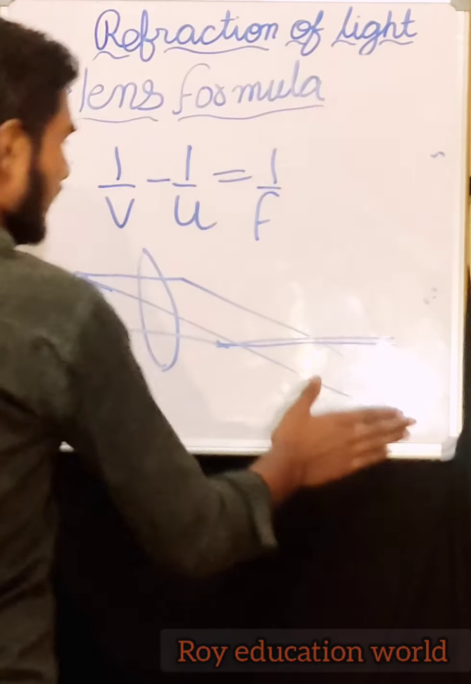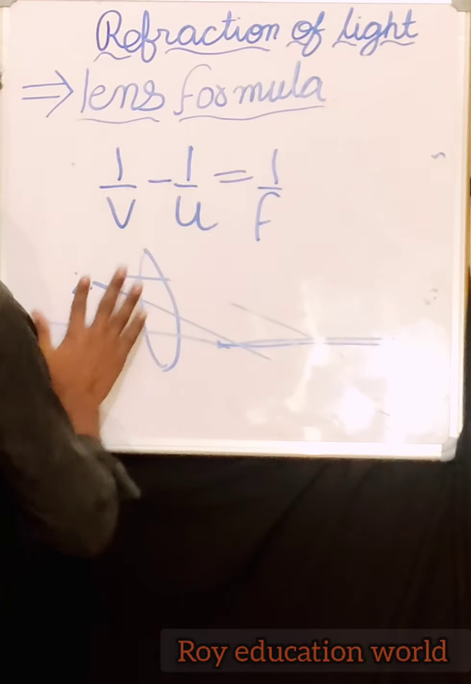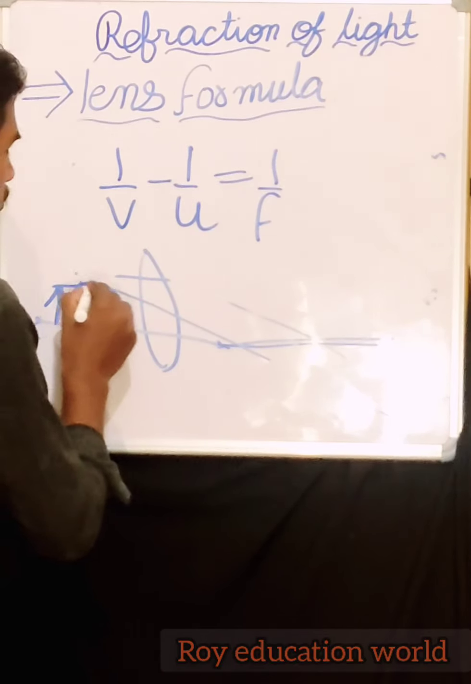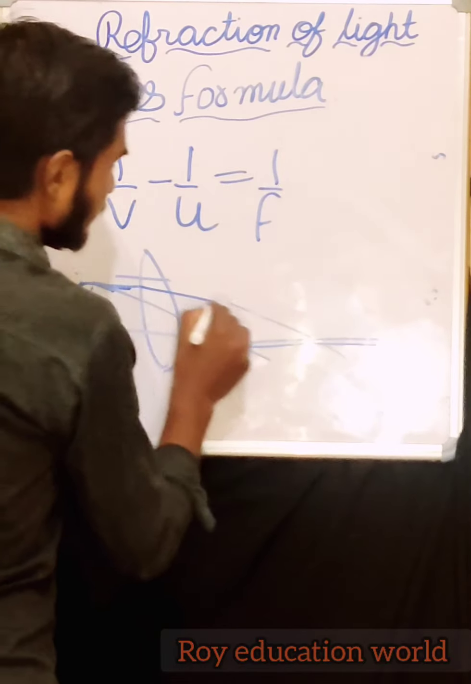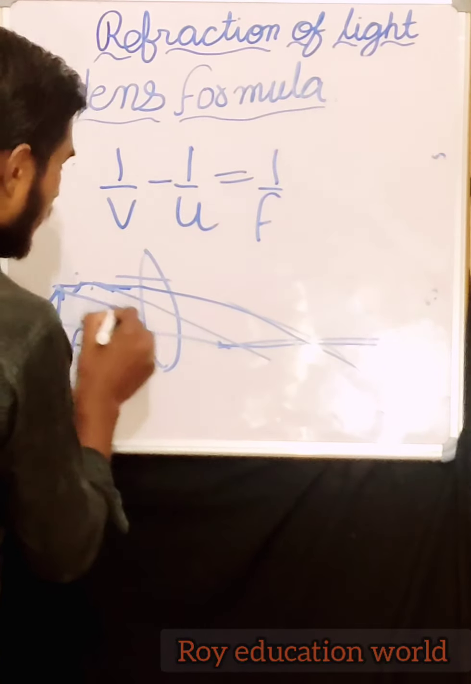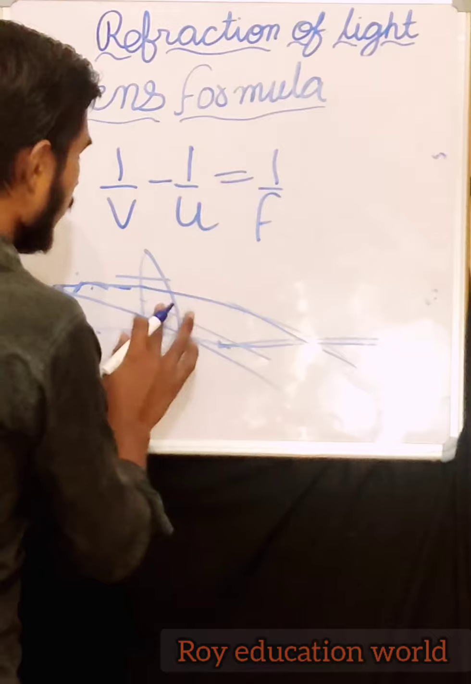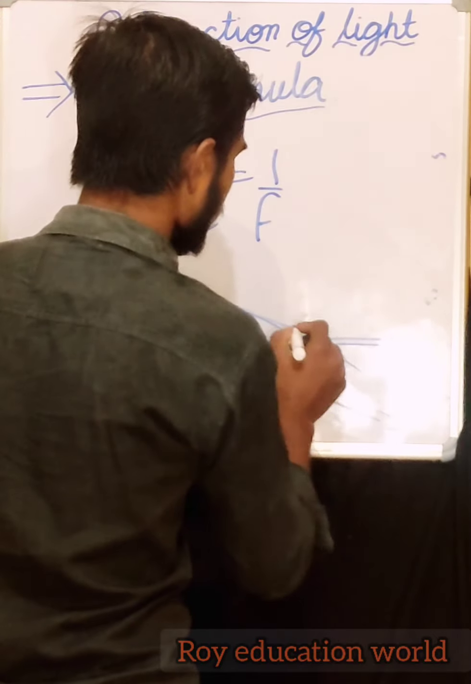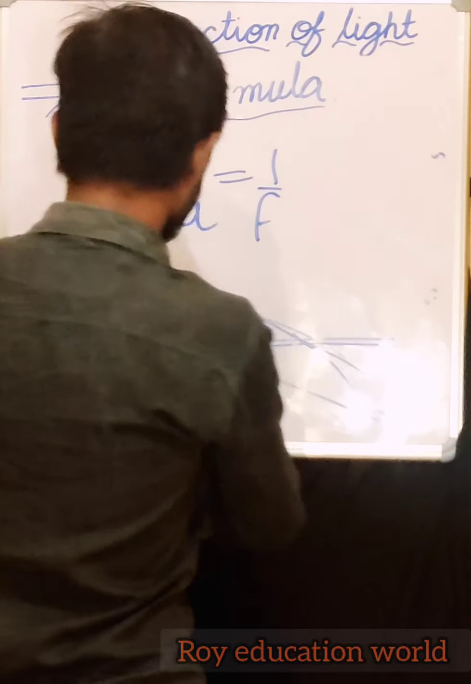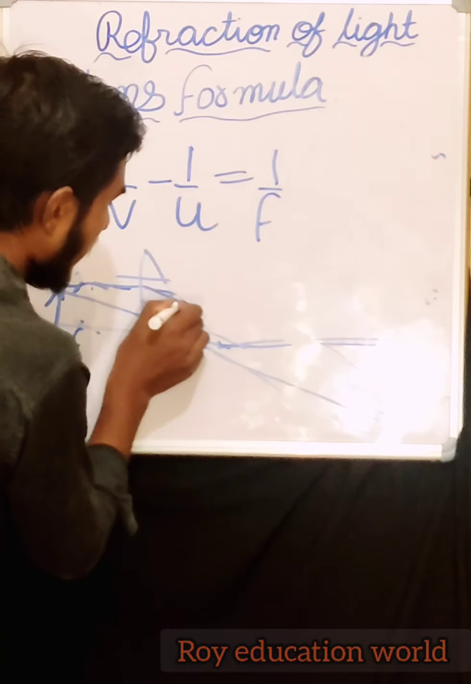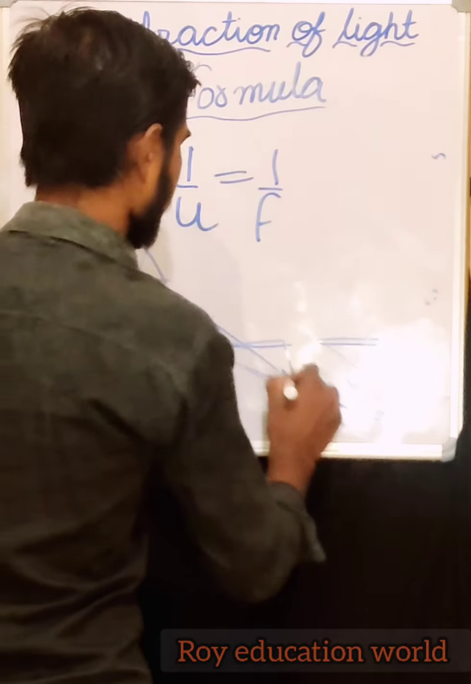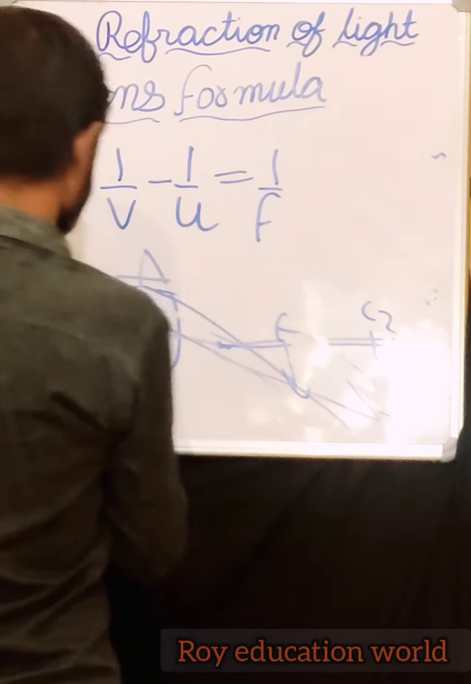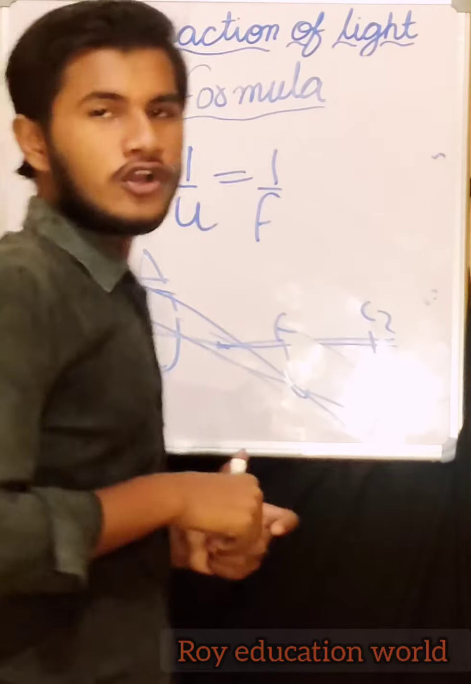If you are not able to understand here, let us put it between C and F. It is going to be formed at F. Here is F and here is C2, C1, F1. Here it is going to form.